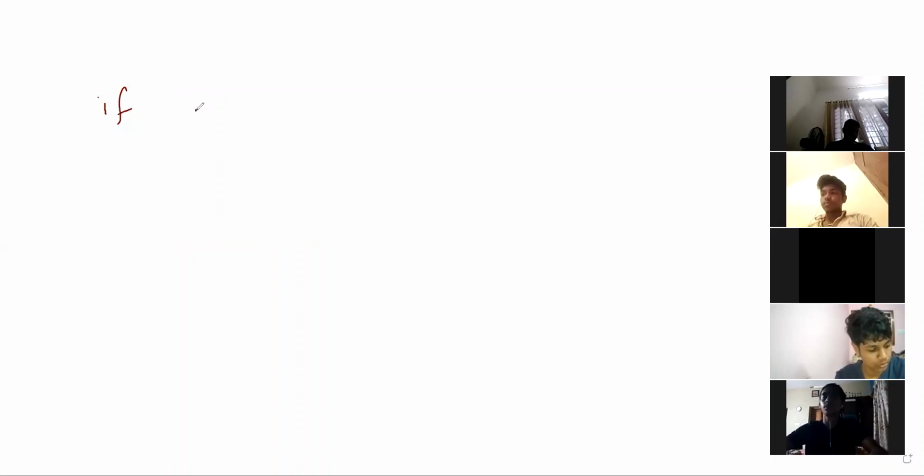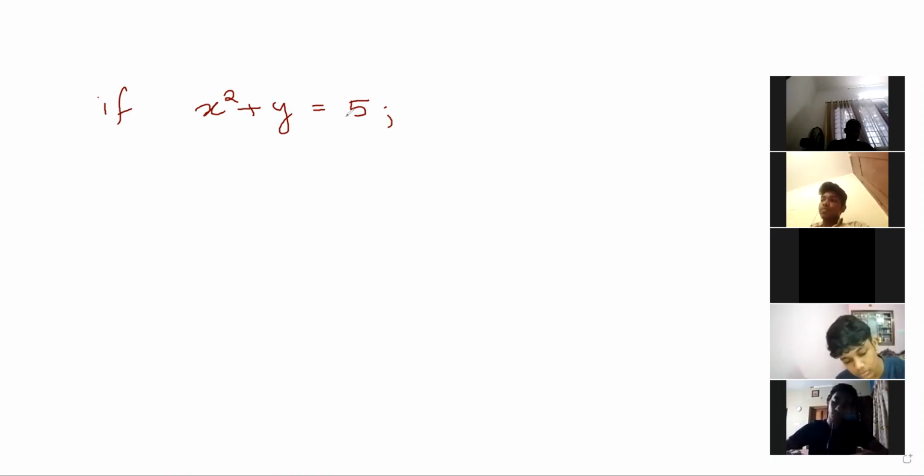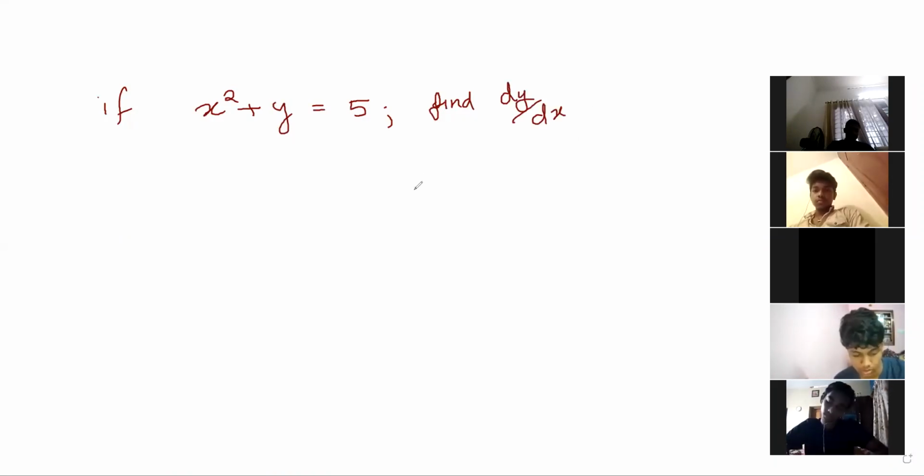If x square plus y is equal to 5, please write this question. Then in that I'll explain chain rule once more. This is a simple question based on implicit function. Then I'll explain chain rule. If x square plus y is equal to 5, find dy by dx.